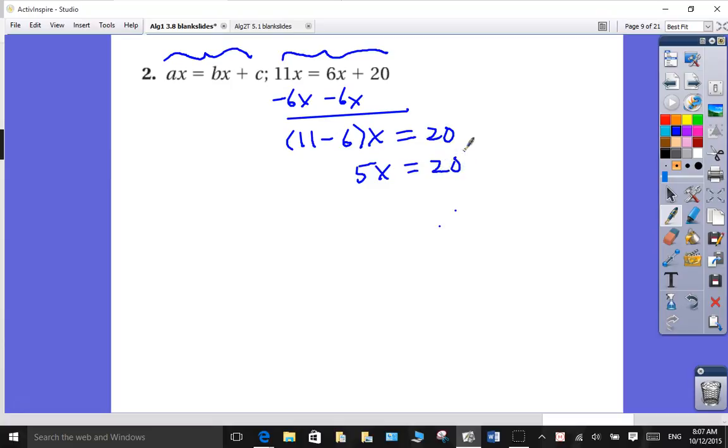Okay, if I'm going to do the same thing on the literal equation on the left, then what am I doing? Subtract the bx, right? Just like we subtracted the 6x here, let's subtract the bx here. Minus bx, minus bx. Okay, on the right, the bx's cancel. What does it look like on the left? ax minus bx.